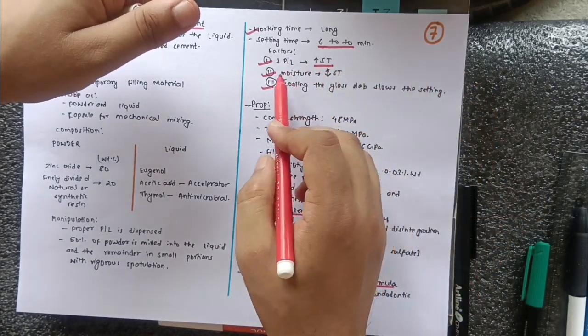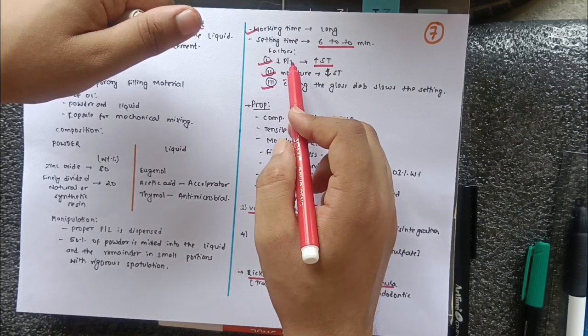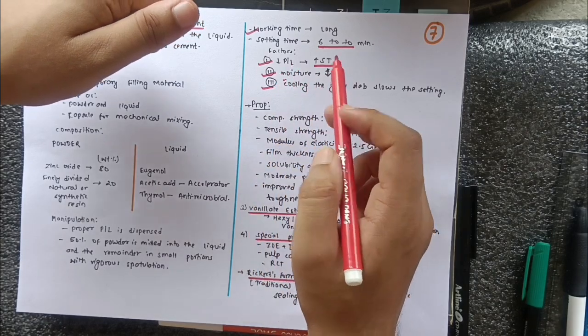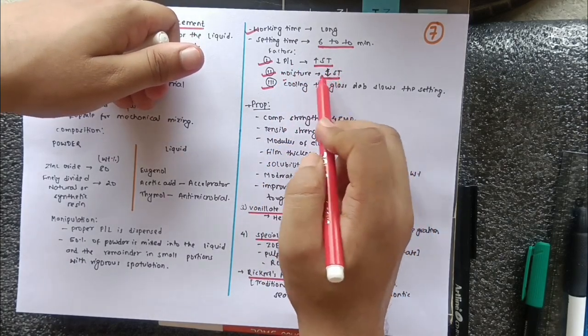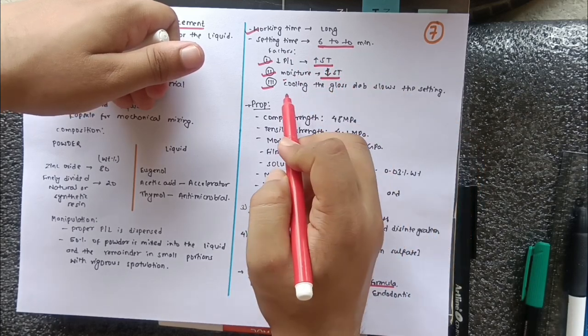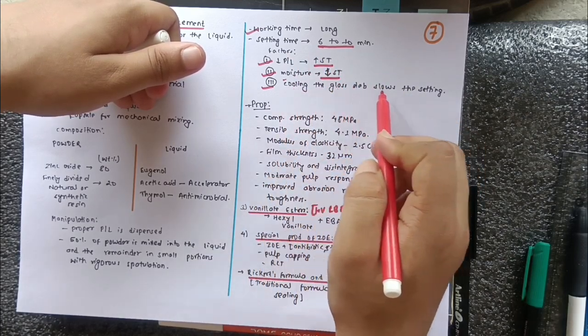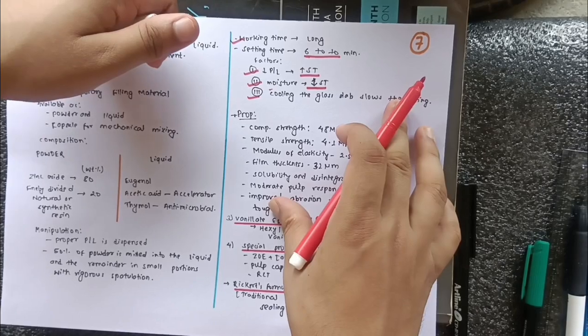After that, if there is an increase in moisture, there will be a decrease in setting time, meaning there will be a fast set. And cooling the glass slab slows the setting. Okay, so it is also easy here.